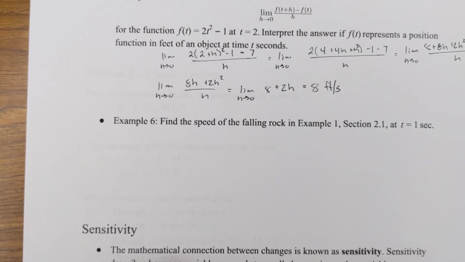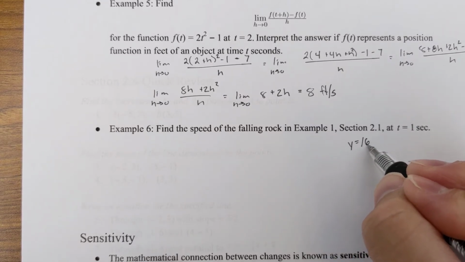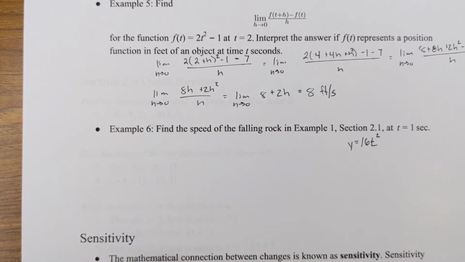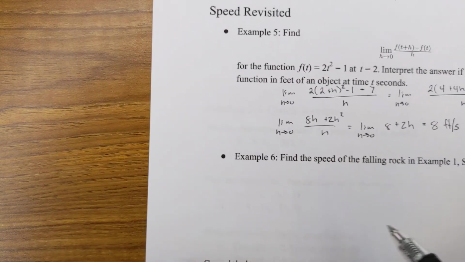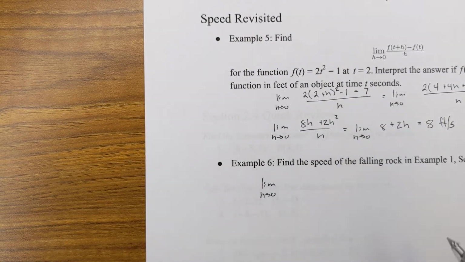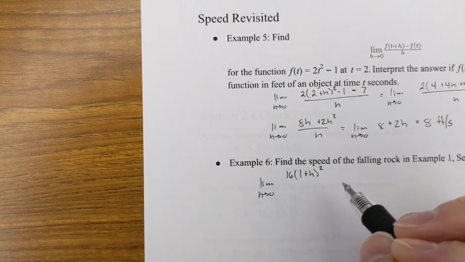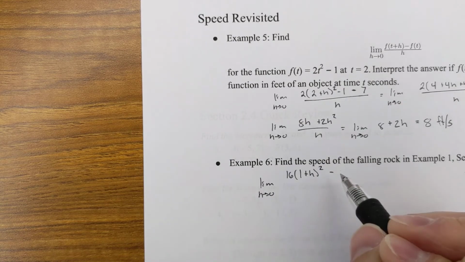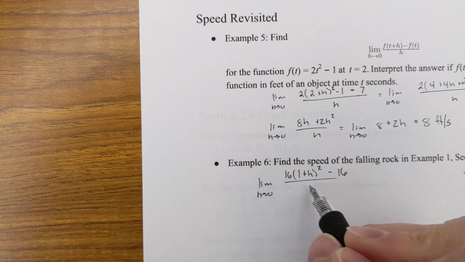All right, so example 6, find the speed. So that equation was y equals 16t squared. Tells you how far it goes. So same setup. So my time is 1. So we're going to have the limit as h goes to 0. So 16, 1 plus h squared. That's my a value. And then minus 16, what I get when I plug 1 in, all over h.